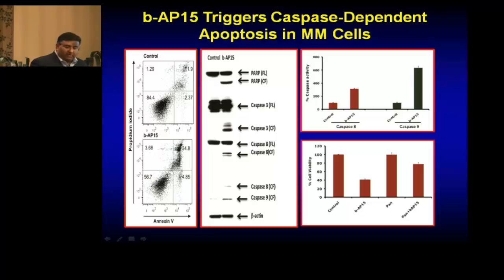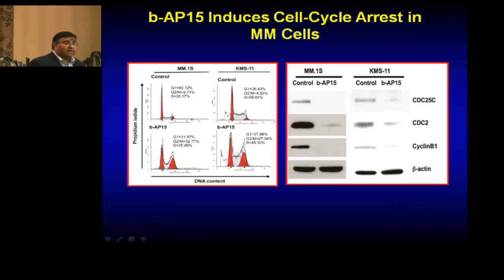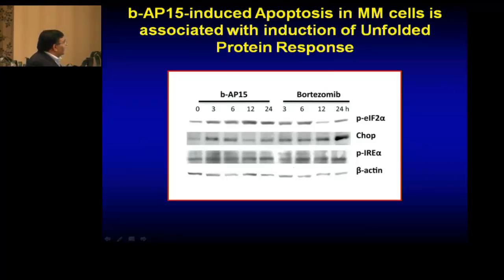We also found that b-AP15 in fact induces G2/M growth arrest, as evidenced by a decrease in the number of molecules associated with G2/M growth arrest here. Interestingly, we also examined the unfolded protein response here. As with bortezomib, it similarly induces phospho-eIF2 alpha, CHOP induction, and phospho-IRE1 alpha.